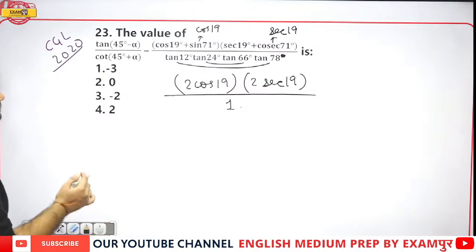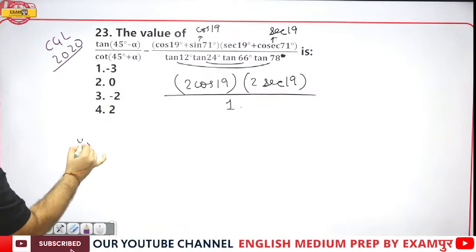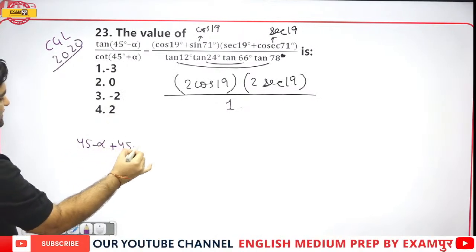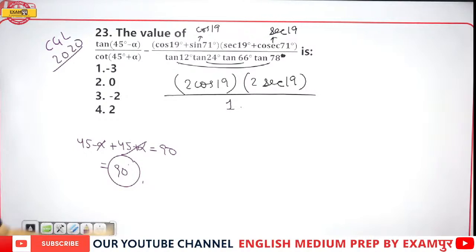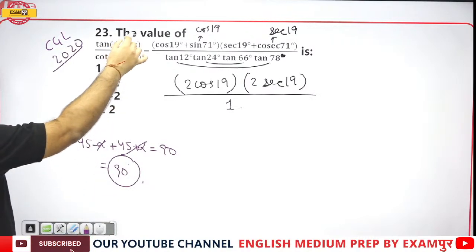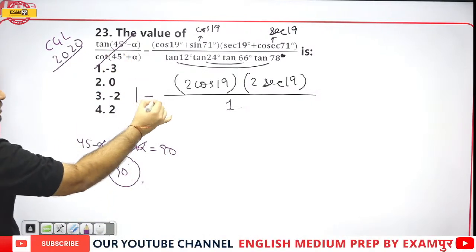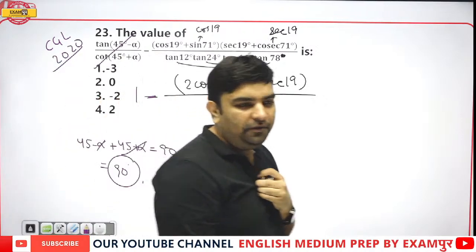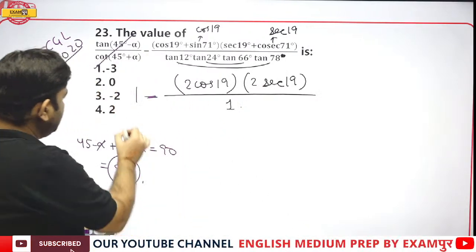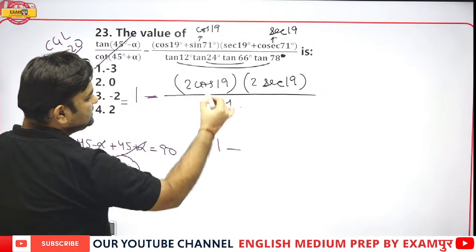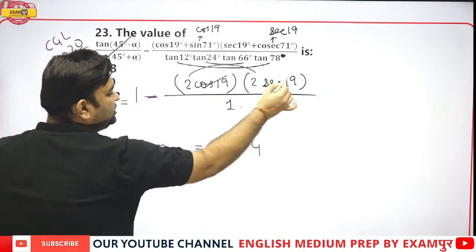Okay. Now, what about this? 45 minus alpha, 45 plus alpha are also a complementary pair because their sum is also 90. So if angles are complementary, tan and cot are equal to each other, so they will cancel out each other. So it is 1 minus 2 into 2, 4. Sec 19, cos 19, inverse of each other, cancel out each other.